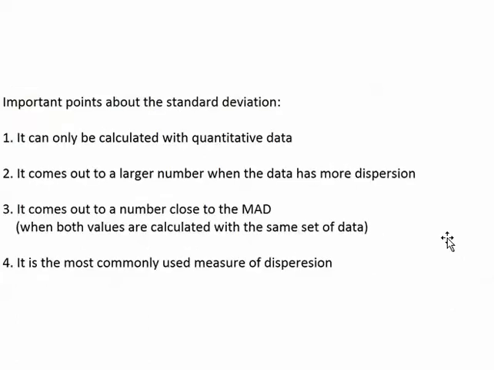Here are a few important points about the standard deviation. First, it can only be calculated with quantitative data, just like the MAD and the variance. Second, it comes out to a larger number when the data has more dispersion, just like the other measures of dispersion. Third, it comes out to a number close to the MAD. When the MAD and the standard deviation are calculated with the same data set, the two answers come out to about the same number. That means that the MAD and the standard deviation are really roughly the same concept. The MAD is the average distance to the mean, and you can think of the standard deviation as just a number that's roughly close to the MAD.